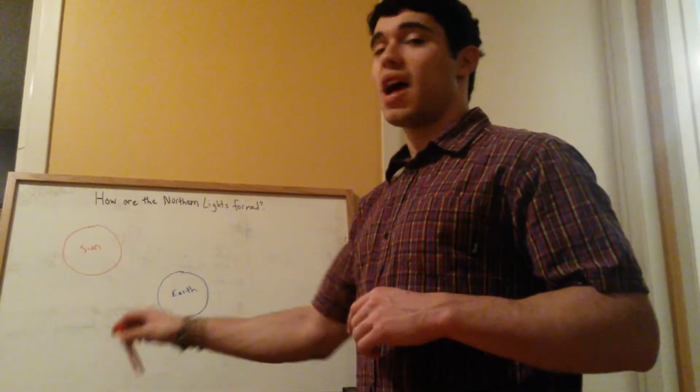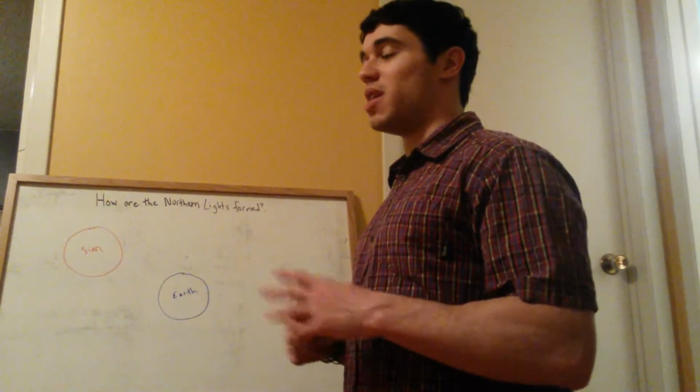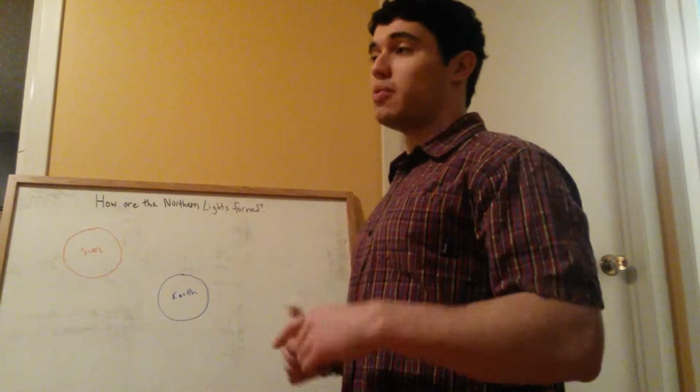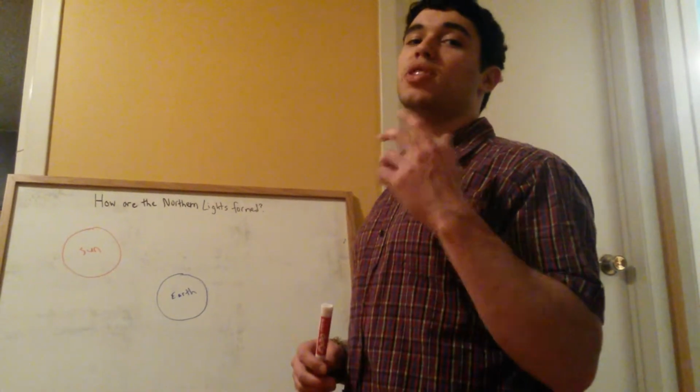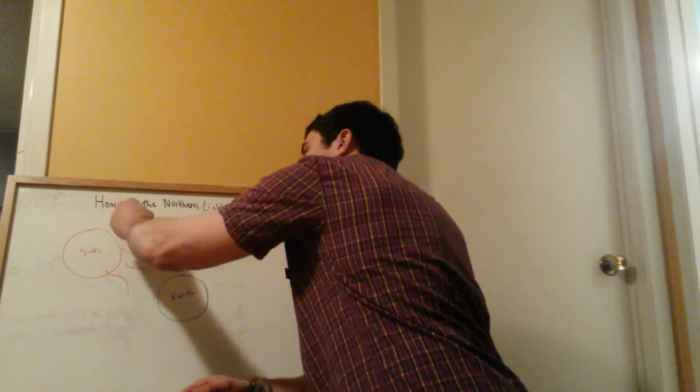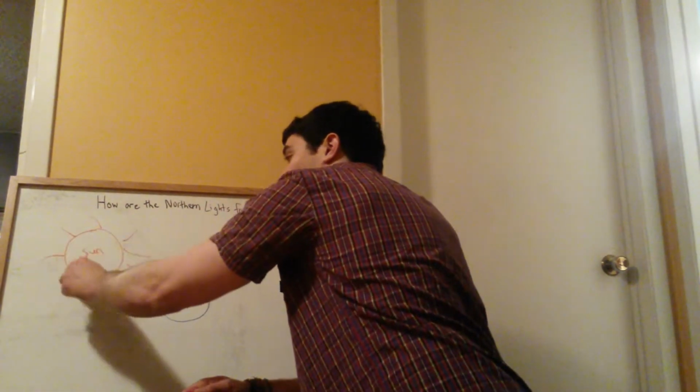The sun always, at all points in time, is emitting particles, sometimes stronger than others. One of the ways that it emits particles is through something called the solar wind. So you've got the sun emitting particles in every direction. Most of these are electrons.